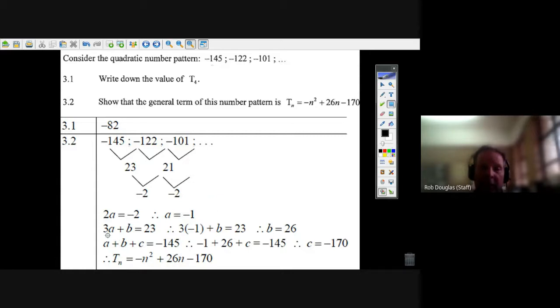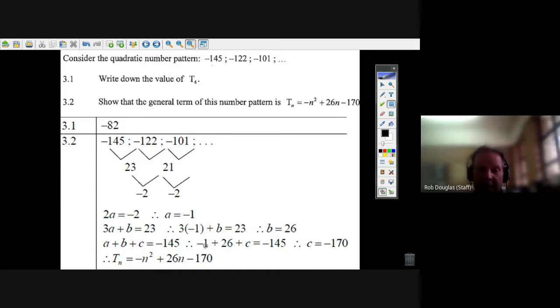Now you have to learn that you go 3a plus b equals 23. We know a is minus 1, so 3 times minus 1 is minus 3. We add it to 23 and we get 26. So 26 has to go in front of n. B is 26. The last thing we do is we always go a plus b plus c, and we let it equal this first term of the sequence. And we just solve it.